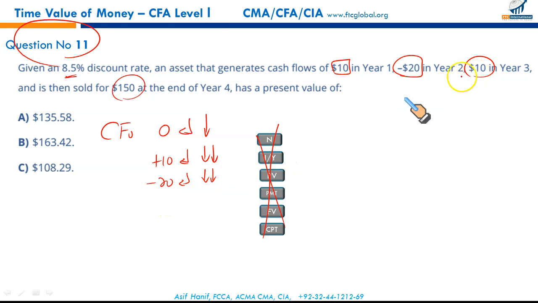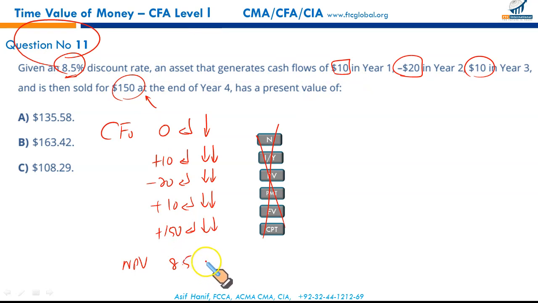Negative 20, down arrow key. Since it's a single cash flow, you press the double arrow key downward. And then you have plus 10 in the third year, enter, double arrow downwards, and then you sell the asset at a net book value or net proceeds of $150. Again, it's a plus, enter. Now, all these cash flows have been entered in your calculator. You will press the NPV button. You will then have to enter the discount rate, that is 8.5. Press enter, down arrow key, and press CPT, and you will get your result. You need to press CPT again.